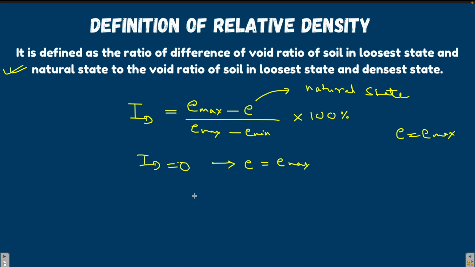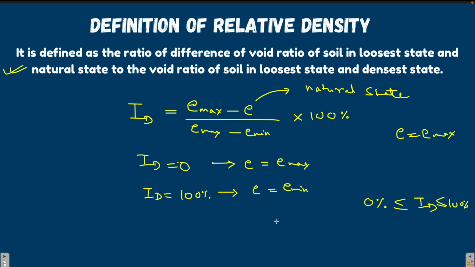And what happens if the natural state of the soil e is e minimum? When the soil in its natural state is in the densest form, that is e is e minimum, the relative density will become 100%. So this means the relative density varies from 0% to 100%. This is the range of relative density.